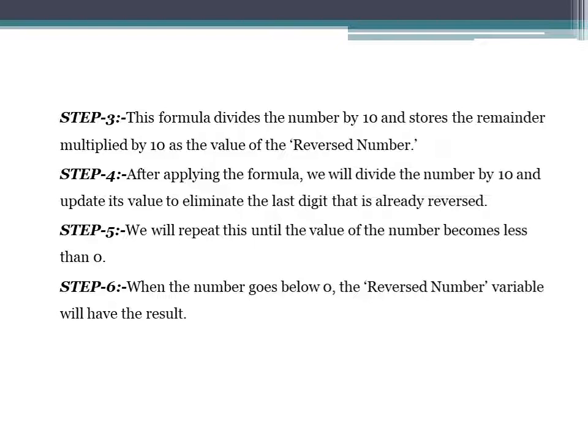After applying the formula, we will divide the number by 10 and update its value to eliminate the last digit that is already reversed. We will repeat this until the value of the number becomes 0. When the number reaches 0, the reversed number variable will have the result. The loop runs while the condition is not equal to 0; when the condition becomes false, the loop will stop there and the result we are getting will be the reversed number.